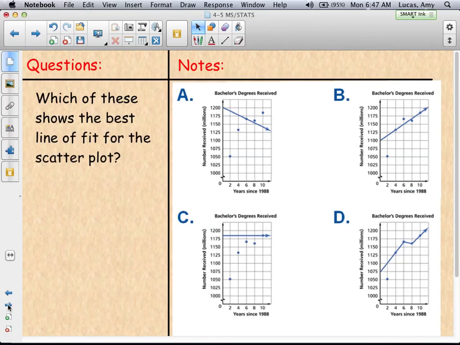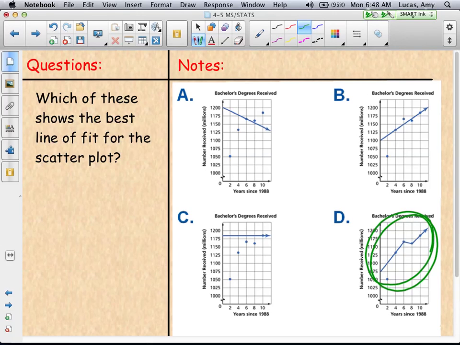Okay, this is just a multiple choice question. Which of these shows the best line of fit for the scatter plot? This is something that you could see on a standardized test. And if you look at all of these lines, really only one of them makes sense. A line of best fit cannot look like this. It has to just be a line. It's not a line graph. It's not a dot to dot.